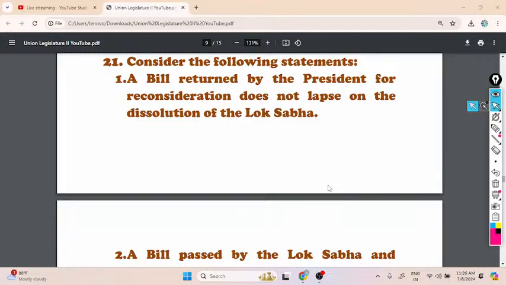Because when does the President return a bill? When the bill is transmitted to him, when the bill is passed by the House. So if the bill is already passed by the House and the President now wants to return the bill for reconsideration, then it will be laid before the new Lok Sabha. Whether it will amend the bill or reject the bill, it is called the suspensive veto of Parliament. It is called suspensive veto. Okay. And that is possible.